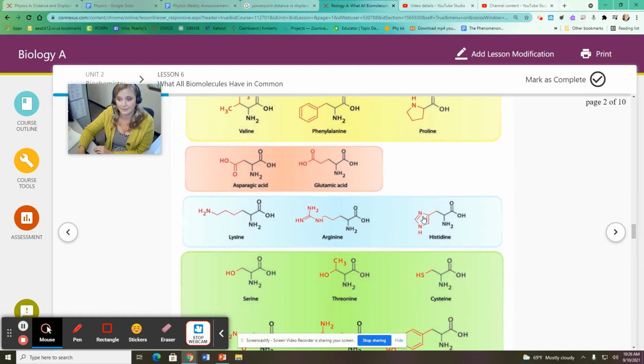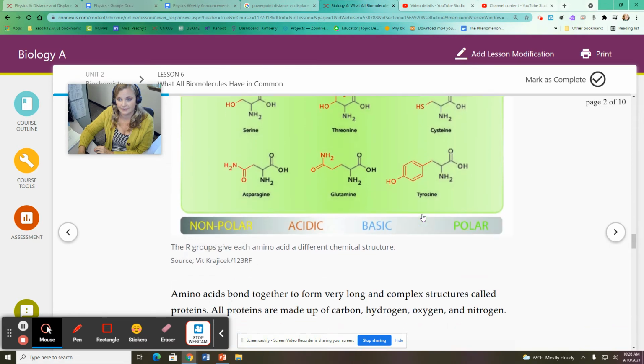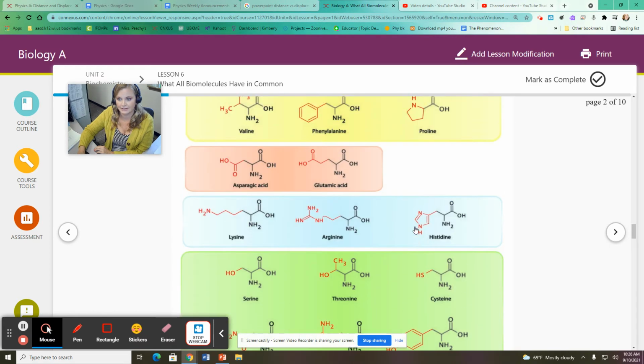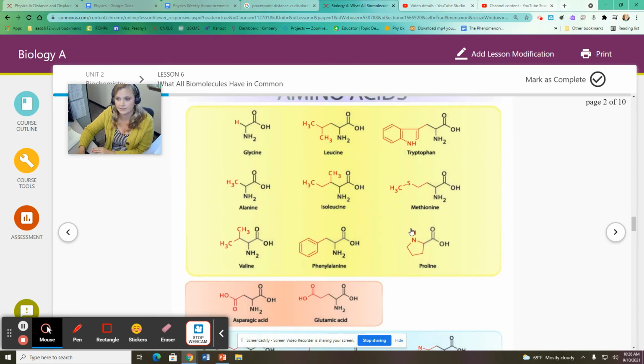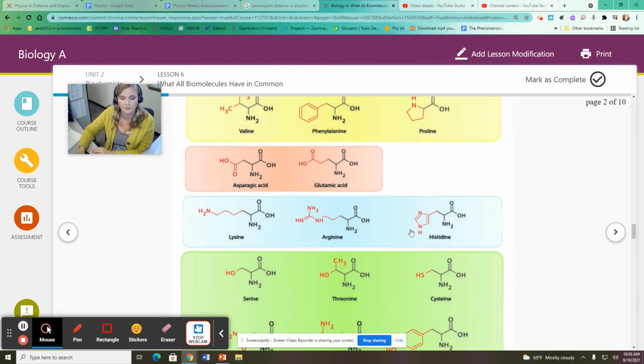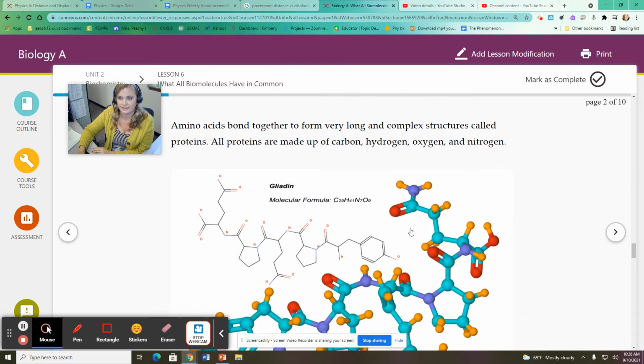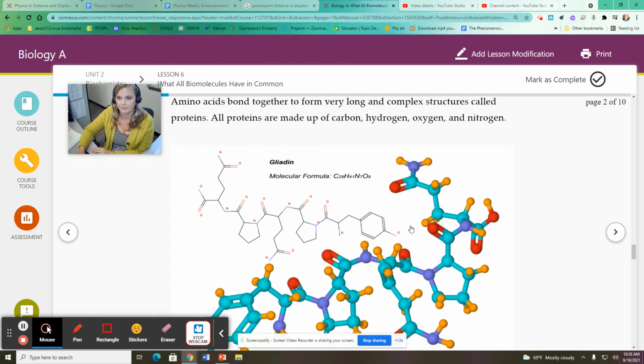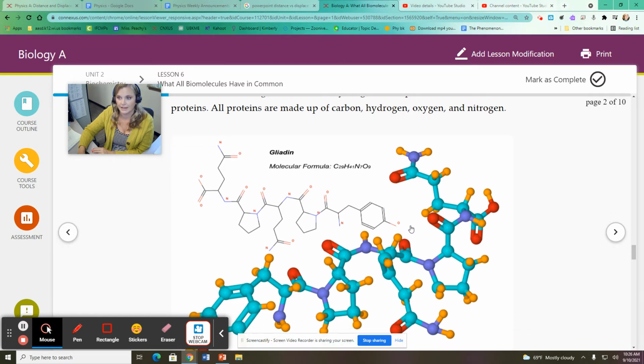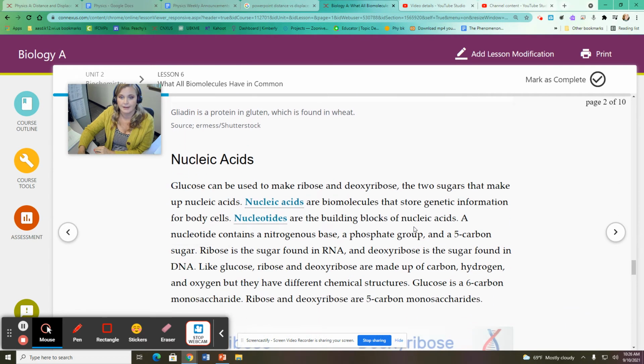And these are our amino acids in the yellow and all the different colored boxes here. They differentiate by the type of amino acid. We don't really need to worry about that too much, but you'll become a little more familiar with amino acids later on in biology. So these amino acids are bonded together to form very long and complex structures called proteins. All proteins are made up of carbon, hydrogen, oxygen, and nitrogen. So nitrogen is a different ingredient in a protein that we would not find in a carbohydrate. Our next biomolecule is called a nucleic acid.